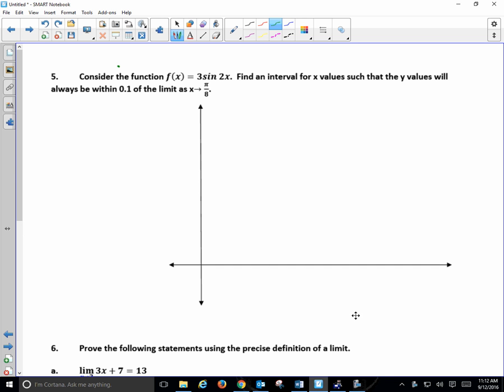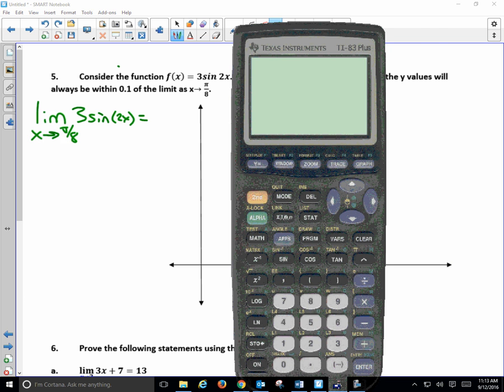Find an interval for x values such that the y values will always be within 0.1 of the limit as x goes to pi over 8. And you're wondering what that means. Always start by writing down the limit. Limit as x goes to what? Pi over 8 of 3 sine of 2x is equal to, how do you figure what it's equal to? You plug pi over 8 in.